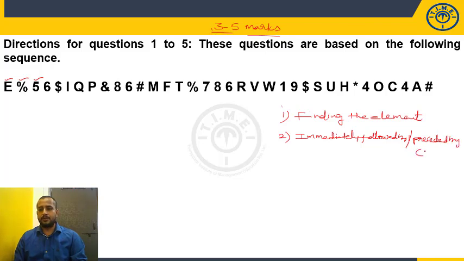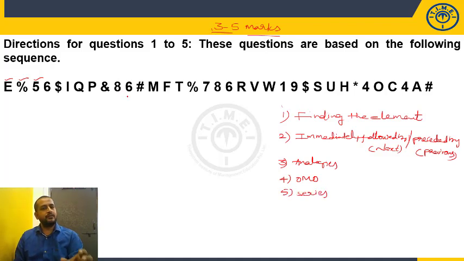Preceded by is nothing but previous. Followed by is nothing but next. Or a question may be given using analogies, in the form of odd man out, in the form of series. All these analogies, odd man out, series will be based on the given sequence only. Or you may be given a question like meaningful word: how many meaningful words can be formed?